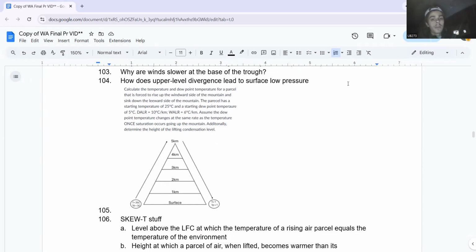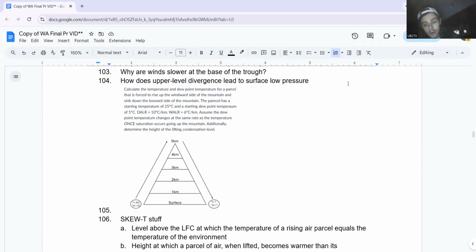Next, why are winds slower at the base of the trough? Why? Winds are typically slower at the base of the trough because there is convergence before the trough. Remember, convergence before, divergence after. For convergence, there are slower winds ahead of faster winds. After the trough, there's divergence and there's faster winds ahead of slower winds. Due to the places of convergence and divergence, the slower winds end up being at the place in between the convergence and divergence, which is where the trough is.